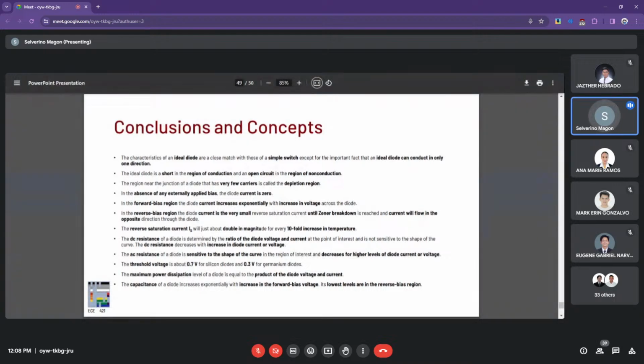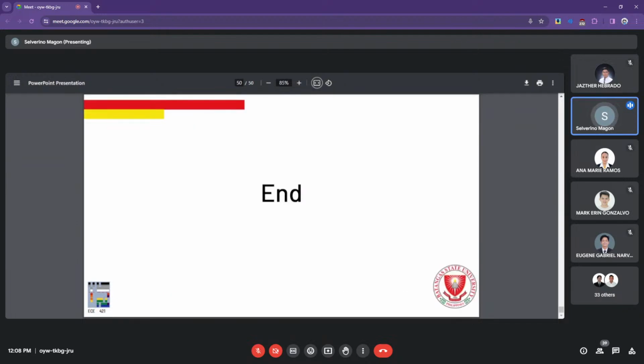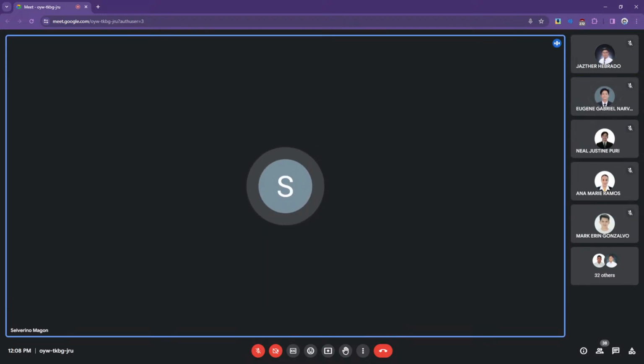So maximum power dissipation is equal to the product of the diode voltage and current, and the capacitance of the diode increases with the increase in forward bias voltage, and is lowest in the reverse bias region. Now we move next into the applications.